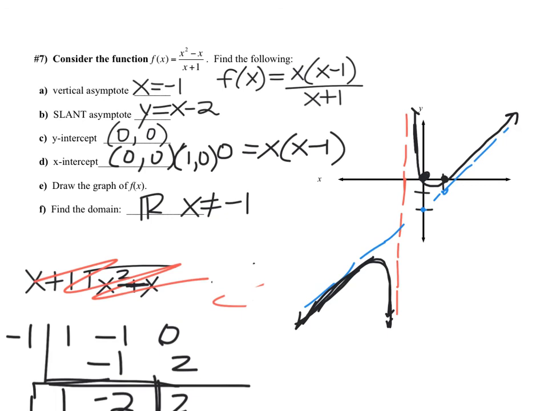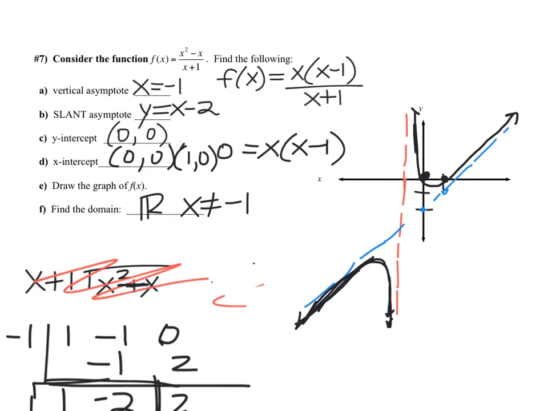Okay? And if you want to, you could graph it on your calculator to see what it looks like. They're kind of weird on your calculator. X squared minus x divided by x plus 1. See, there's one half and there's the other half. Yeah?